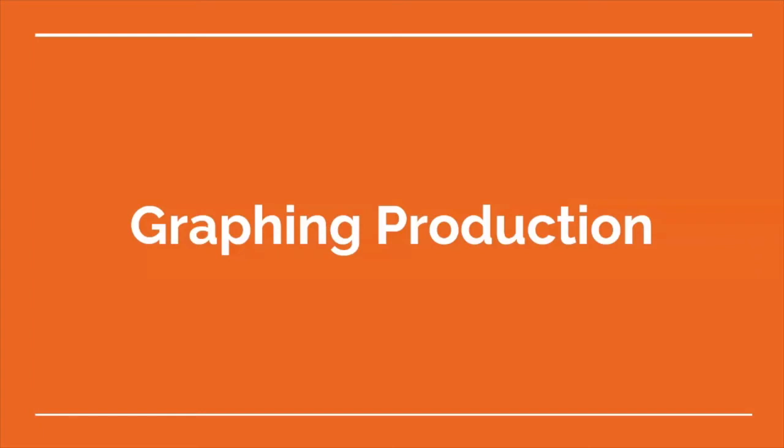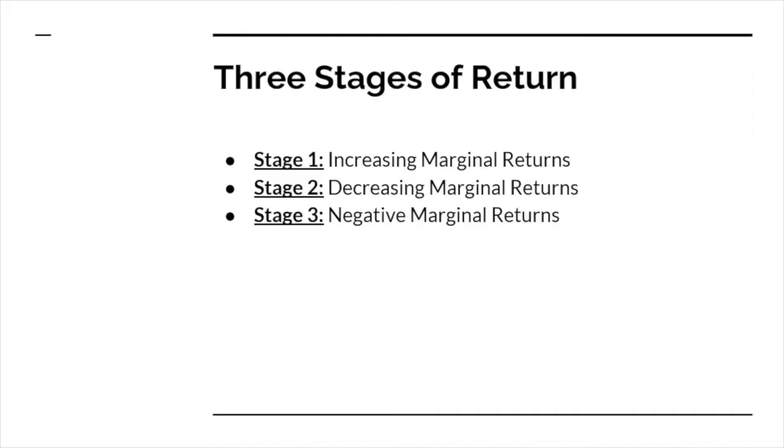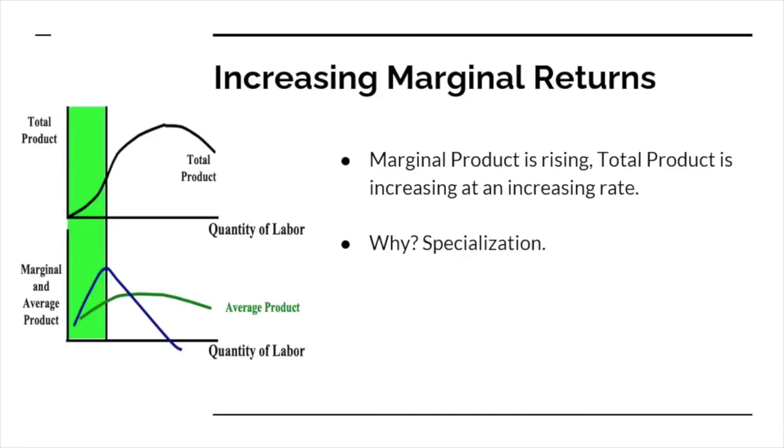And so this leads us to our last thing, which is graphing production. So we talked about total product, marginal product, average product. So what do all these curves look like? Well, here, it's important to know the curves, but it's more important to know the 3 stages of return. We have stage 1, which is increasing marginal returns, stage 2, which is decreasing marginal returns, and stage 3, which is negative marginal returns. So stage 1. So if you notice here, we have our total product, we have our average product in green, and our quantity of labor in blue.